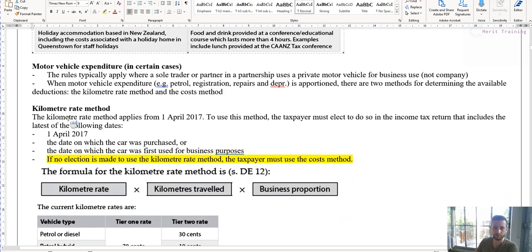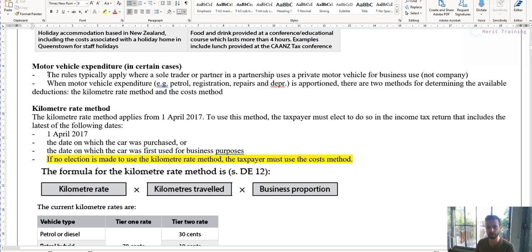Okay, now let's talk about motor vehicles, which is another specific deduction. Now, important to note that these rules only apply where there's a sole trader or a partner in a partnership, and it's for the purposes of using a private motor vehicle for business purposes. So this doesn't apply to companies, different. So when motor vehicle expenditure, for example, petrol, repairs, depreciation is apportioned, there are two methods to get the business side of it.